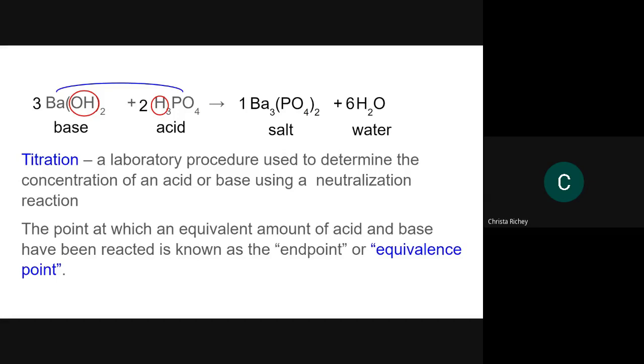So here I've got 6 hydrogens, plus another 2 × 3 is 6, which is 12. So that's why I put the 6 in front of the water. And then my remaining number would just be that 1 for the barium phosphate.